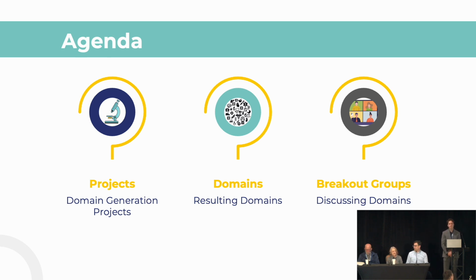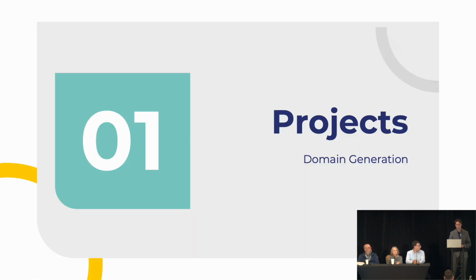Okay, thank you, Zahi, and hi, everyone. Here is our agenda for this Lupus SIG session. There will be 3 parts today. First, we'll be going over the domain generation projects that we have been doing over the past 2 years. Then we'll go over some of the domains that have come out of these projects. And lastly, we will split into our breakout groups to discuss these domains in regards to their consideration for the core domain set. I'm going to start off with the projects that we've been doing.